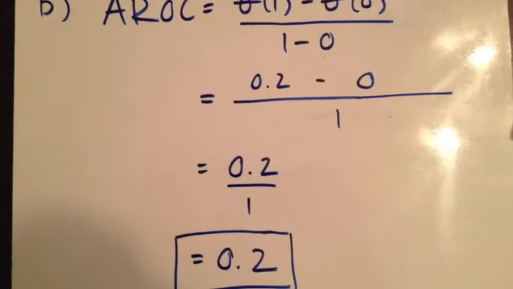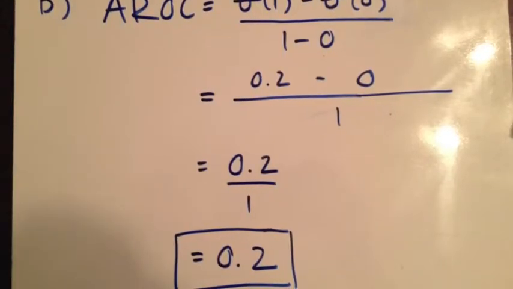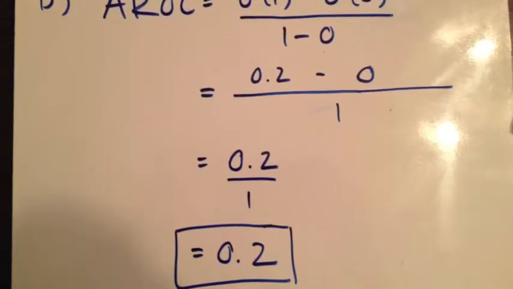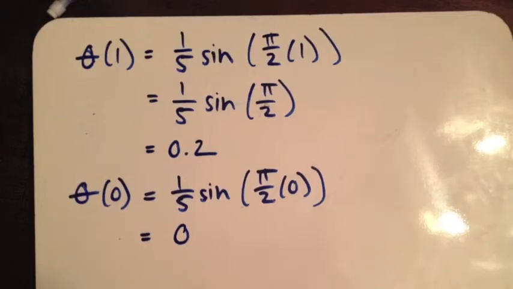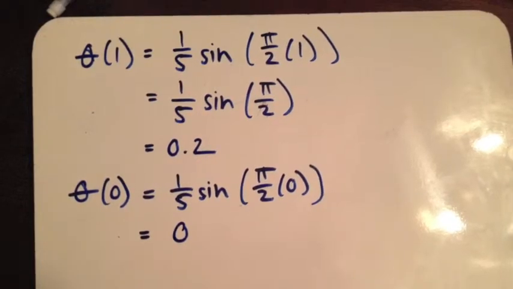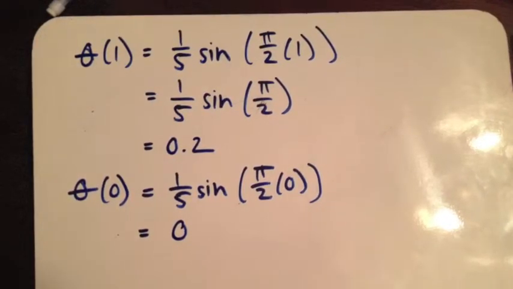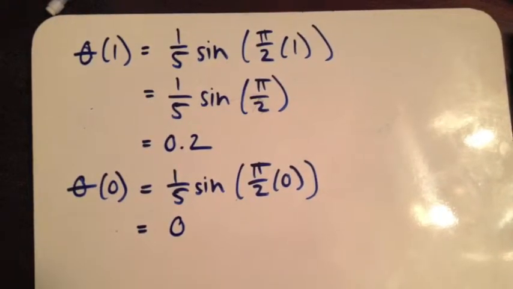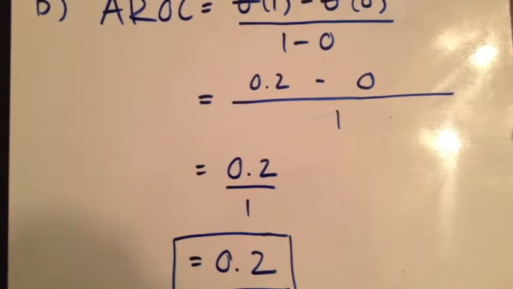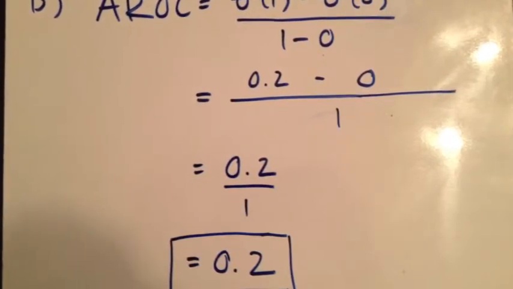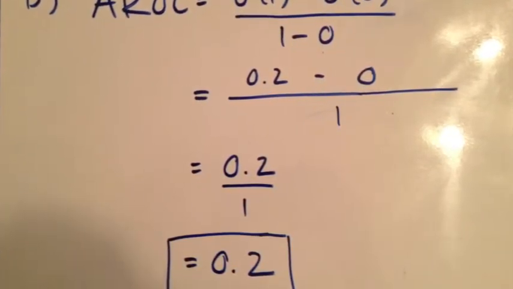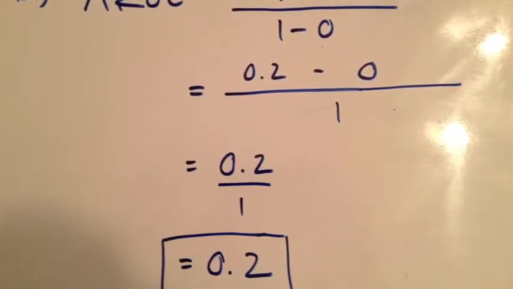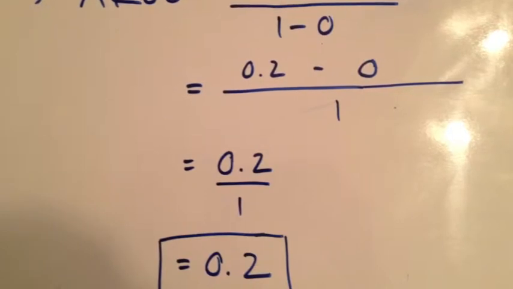To solve for AROC, 1 must be subbed into the equation, subtracted by 0 subbed into the equation, all over 1 minus 0. Subbing 1 into the equation equals 0.2, and subbing 0 into the same equation equals 0. I can now sub 0.2 and 0 into my equation. This means that the average rate of change between 0 and 1 second is 0.2 radians per second.